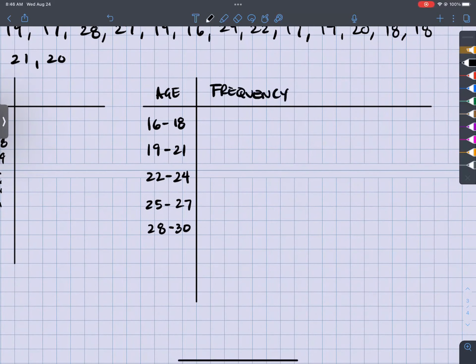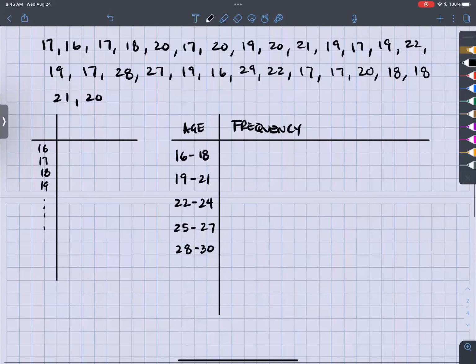So here's the way I would do it. Again, remember that these spans have to be exactly the same. The way I would typically do it is I would use tally marks. I'll go through the data instead of saying, okay, I start with 17, so I'm going to count the number of 17s there are, then the number of 16s, and so on and so forth.